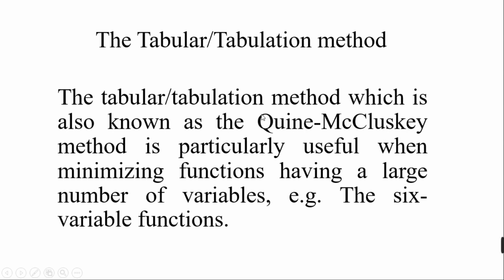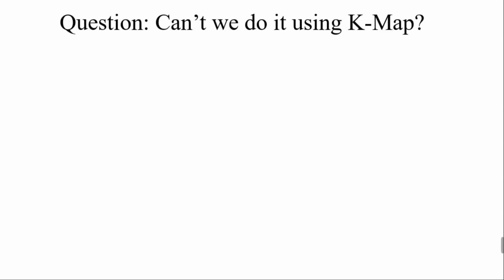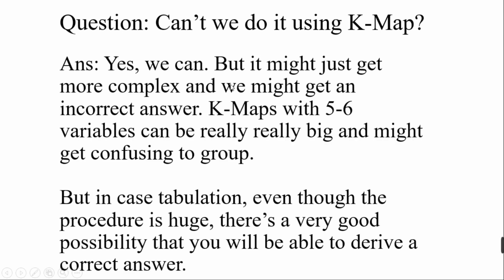So basically tabulation or tabular or Quine-McCluskey method is a method by which we can easily minimize functions having a large number of variables. The question that comes to mind is this one: can't we do it using K-map? Because we have already learned K-map, we have already understood the ins and outs of the K-map, so why can't we just do it using K-map? The answer is actually we can, but it might get a bit more difficult and we might get an incorrect answer in case of dealing with large variable problems.